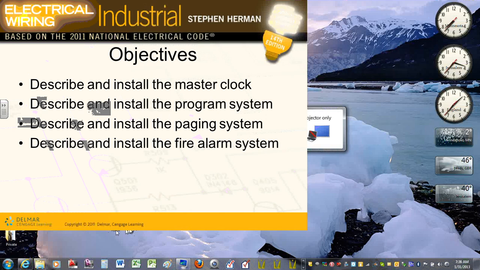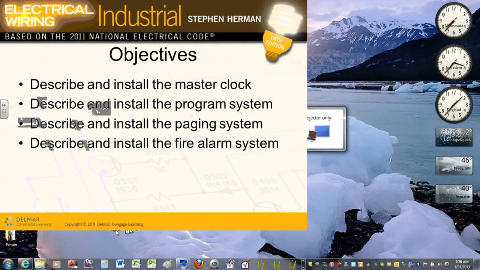So master clock system, like we had in our project, we had what, 12 and 15? 12 and 15 display unit, driven by a master clock with display units you're going to see in a second here. For one main reason, if you're on manufacturing floor, you need to be able to see the time. So that's basically what it is. We'll talk about the program system, they call it, and the paging system.